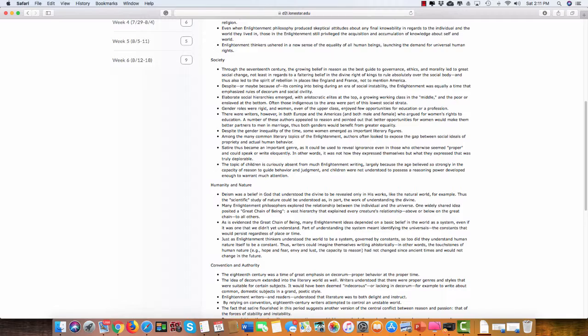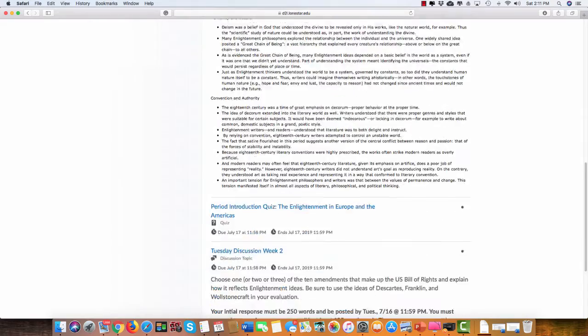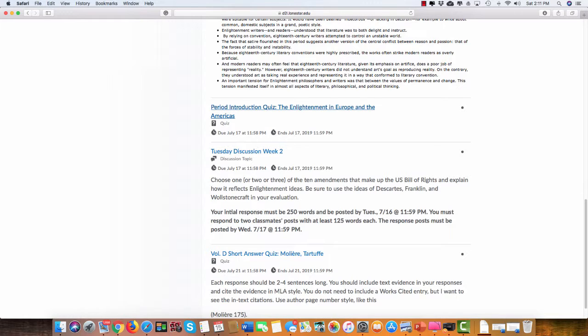After you've read the Enlightenment in Europe and the Americas in the textbook, you can read this one. This is very brief. It'll kind of hone in on the big ideas, the big topics that are in that reading. And then you can take your quiz on the Enlightenment in Europe and the Americas. This quiz is going to be very similar to the quiz you took about East Asian drama last week.